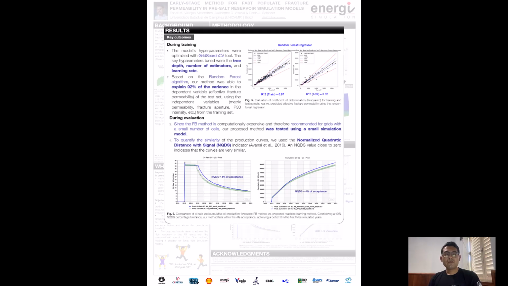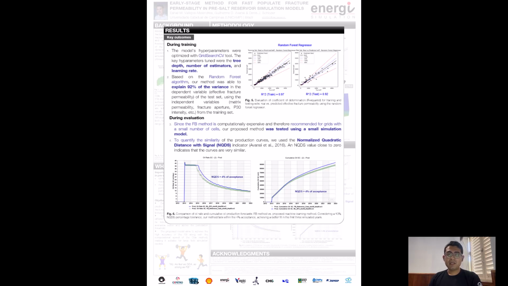And during the evaluation stage, as the flow-based method is computationally expensive and therefore recommended for grids with a small number of cells, our proposed method had to be tested using a small simulation model.